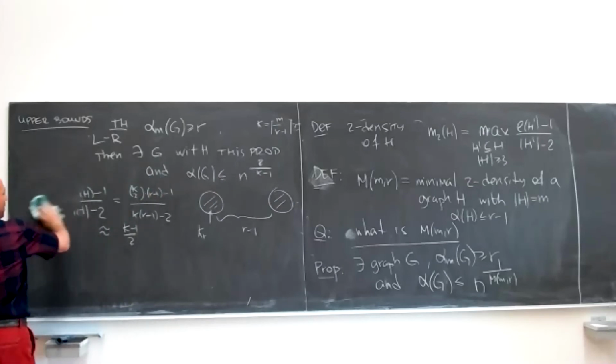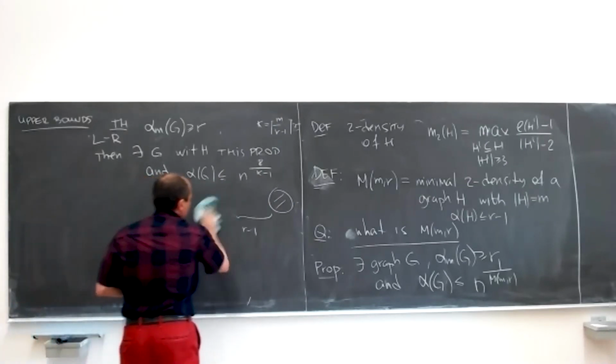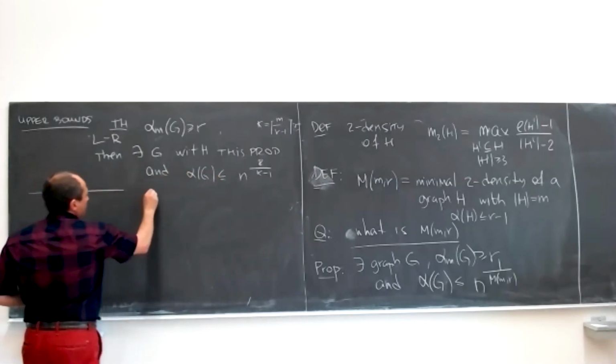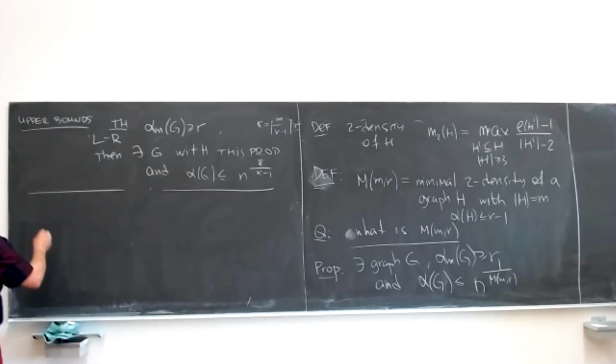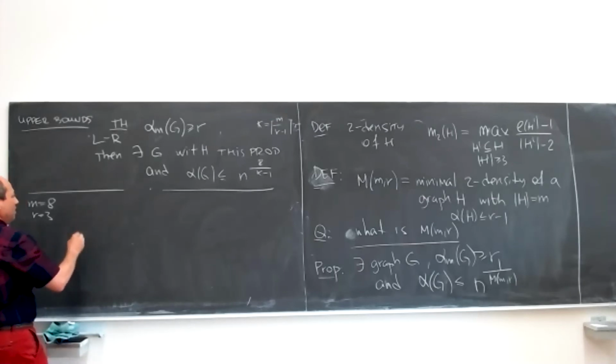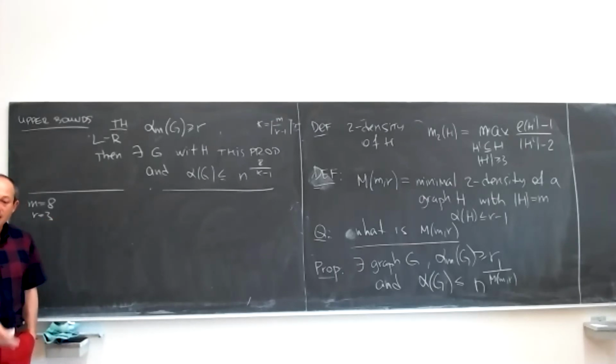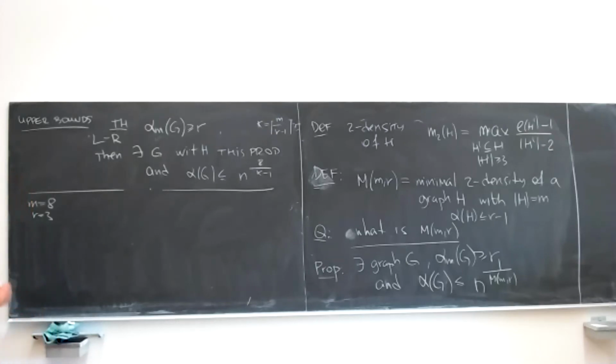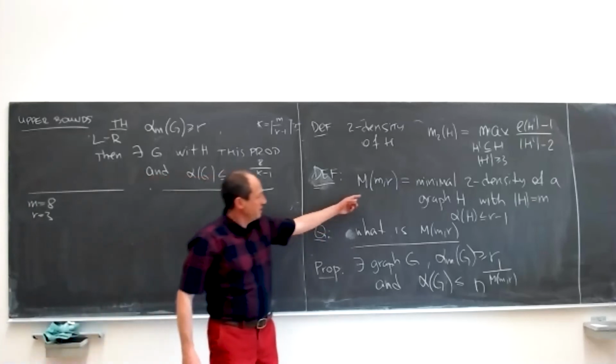So let's keep this, and look at some new results we can produce. Let's first start with m equals 8 and r equals 3. You remember that Turán was giving me an upper bound on the independence number, n to the 6 over 11. And even if you take into account the 6-3 problem, that you don't have triangle-free graphs with independence number much bigger than square root, then you get square root. So what can I do now with this?